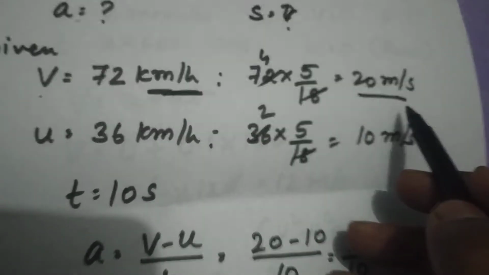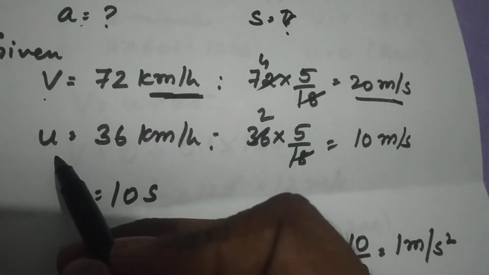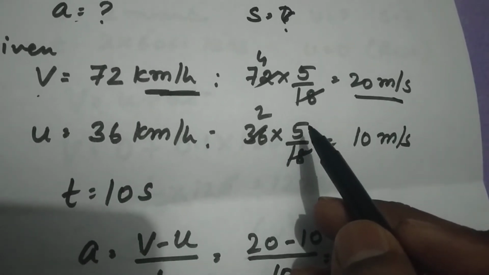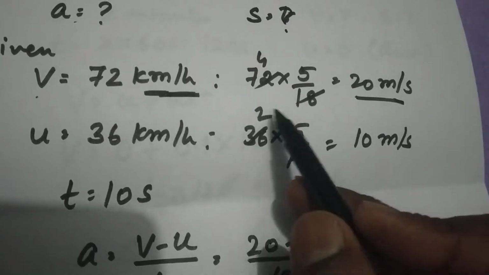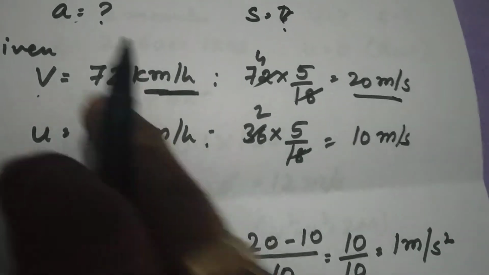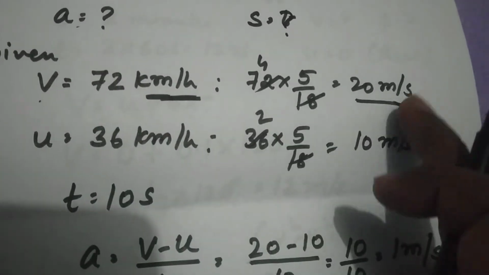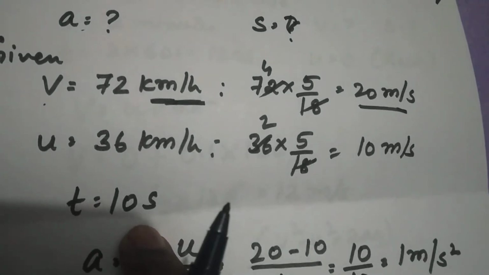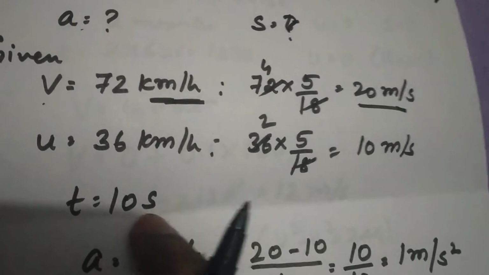Please follow these steps very clearly. Initial velocity is 36 km per hour. Again, we multiply by 5 upon 18, cancel it, you get 10. So now you have v and u in terms of meter per second. Time is given as 10 seconds, so there is no need of converting it. It is already in seconds.